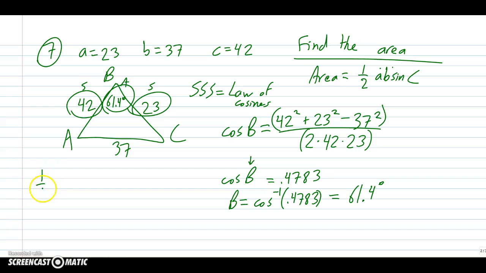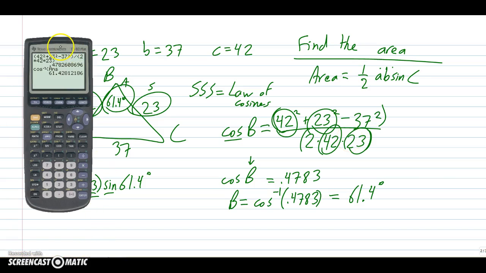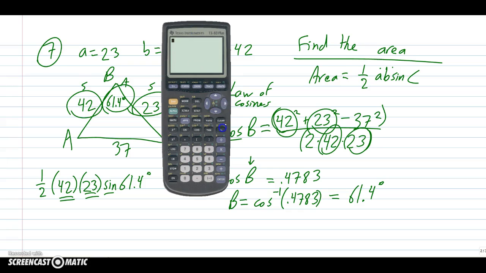So here we go. Area, 1/2, those 2 sides multiplied together, times the sine of the angle between them. Always the sine, by the way. Even though we use law of cosines to get the angle, the area formula always involves sine. Okay? Again, you'll notice these 2 numbers are the same 2 numbers we had over here. They're the same 2 numbers in the denominator. That should happen.